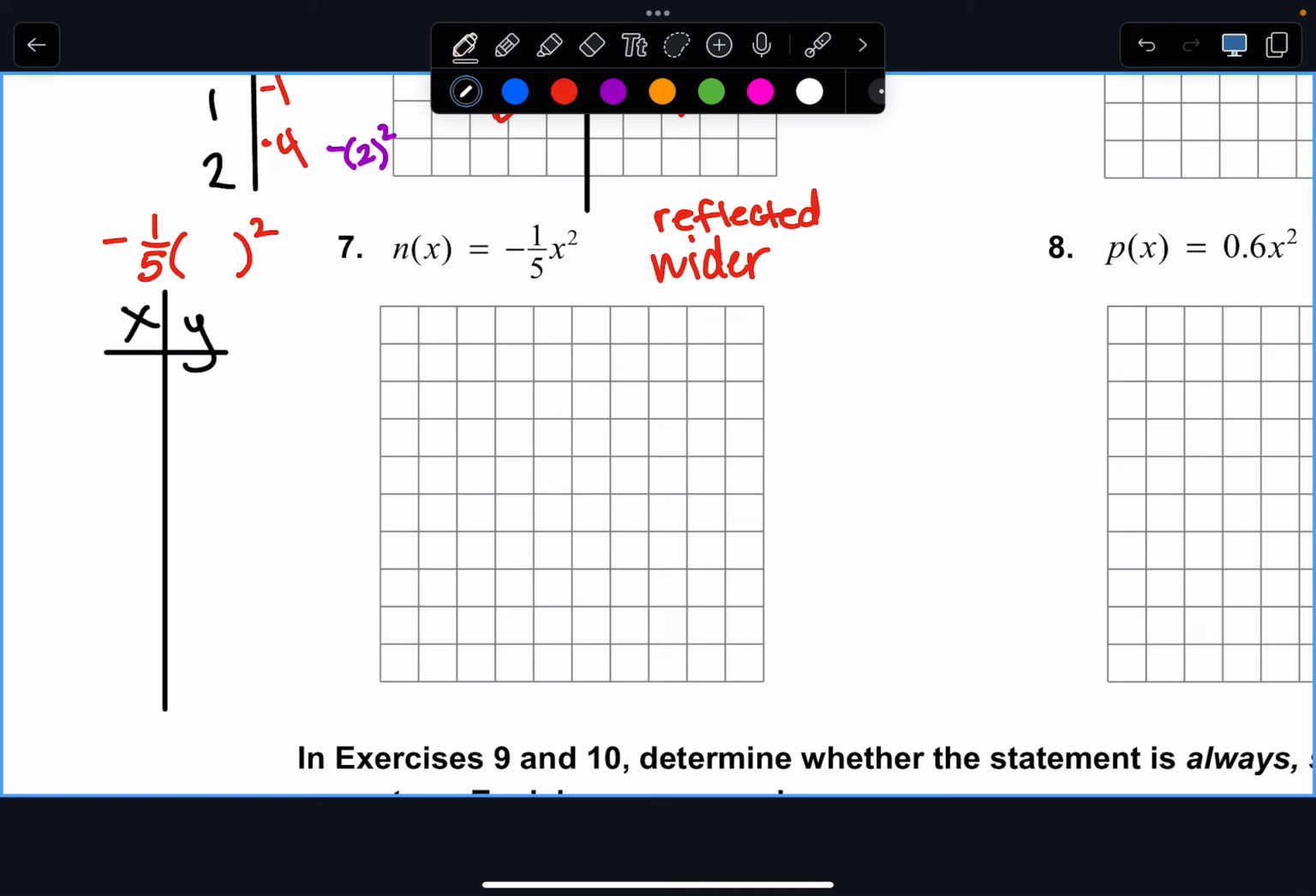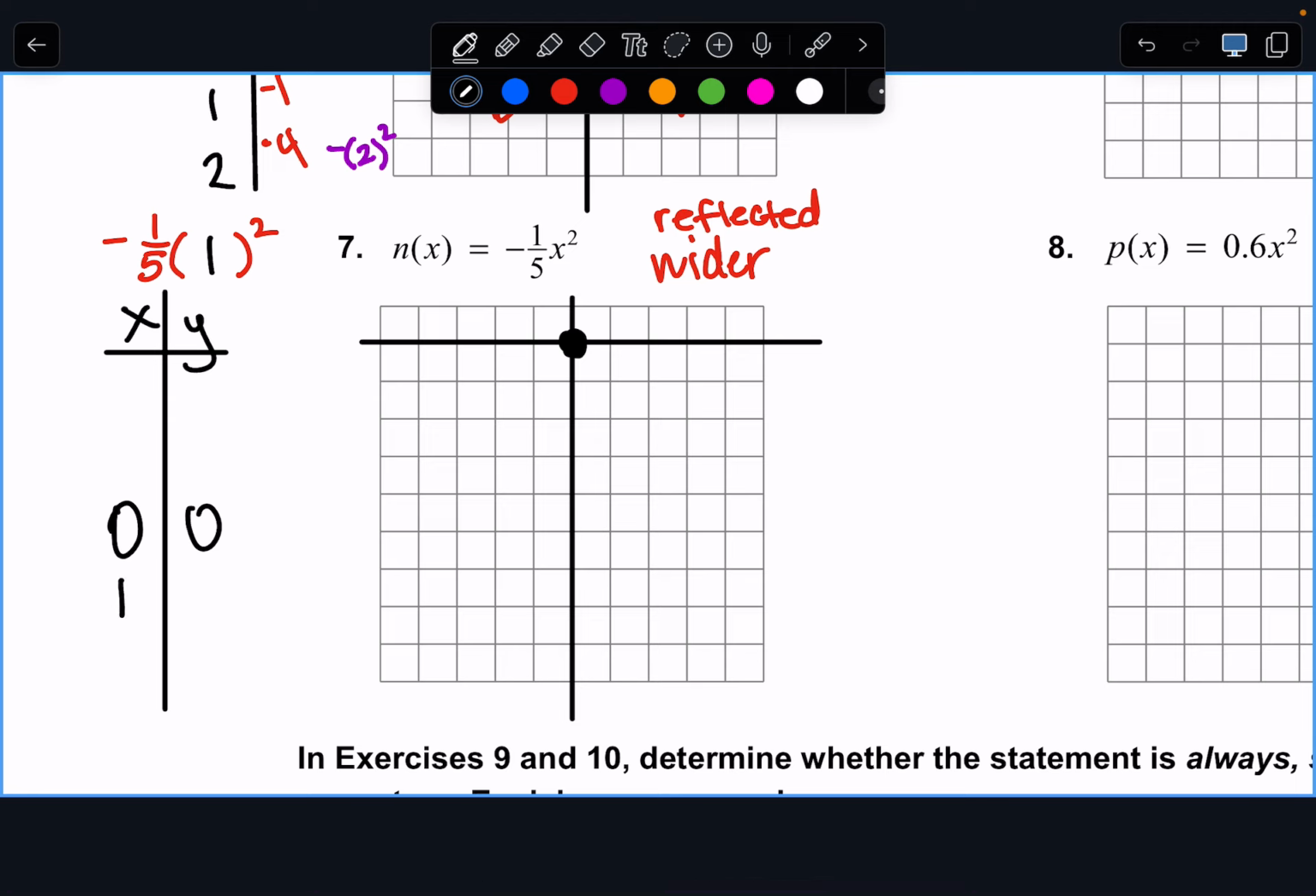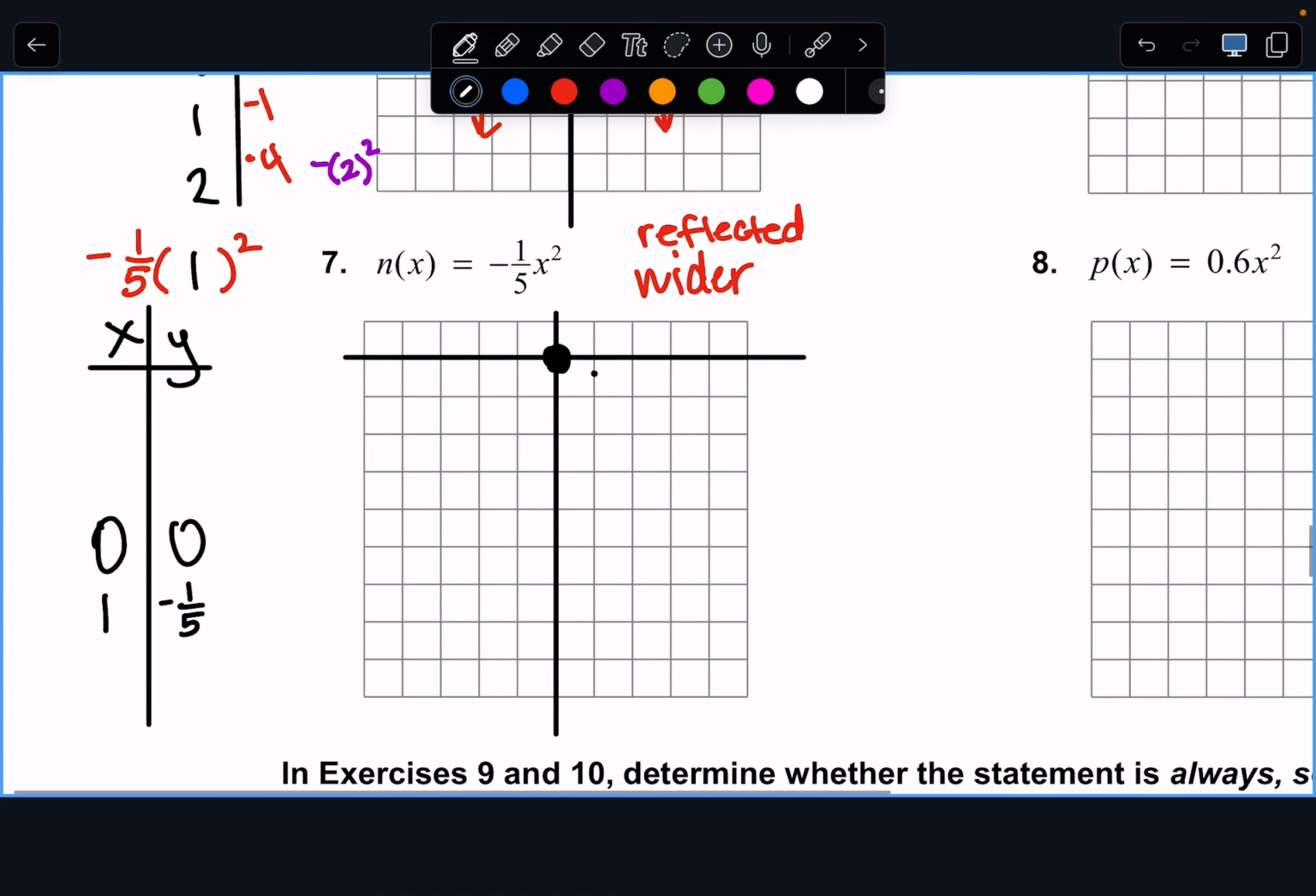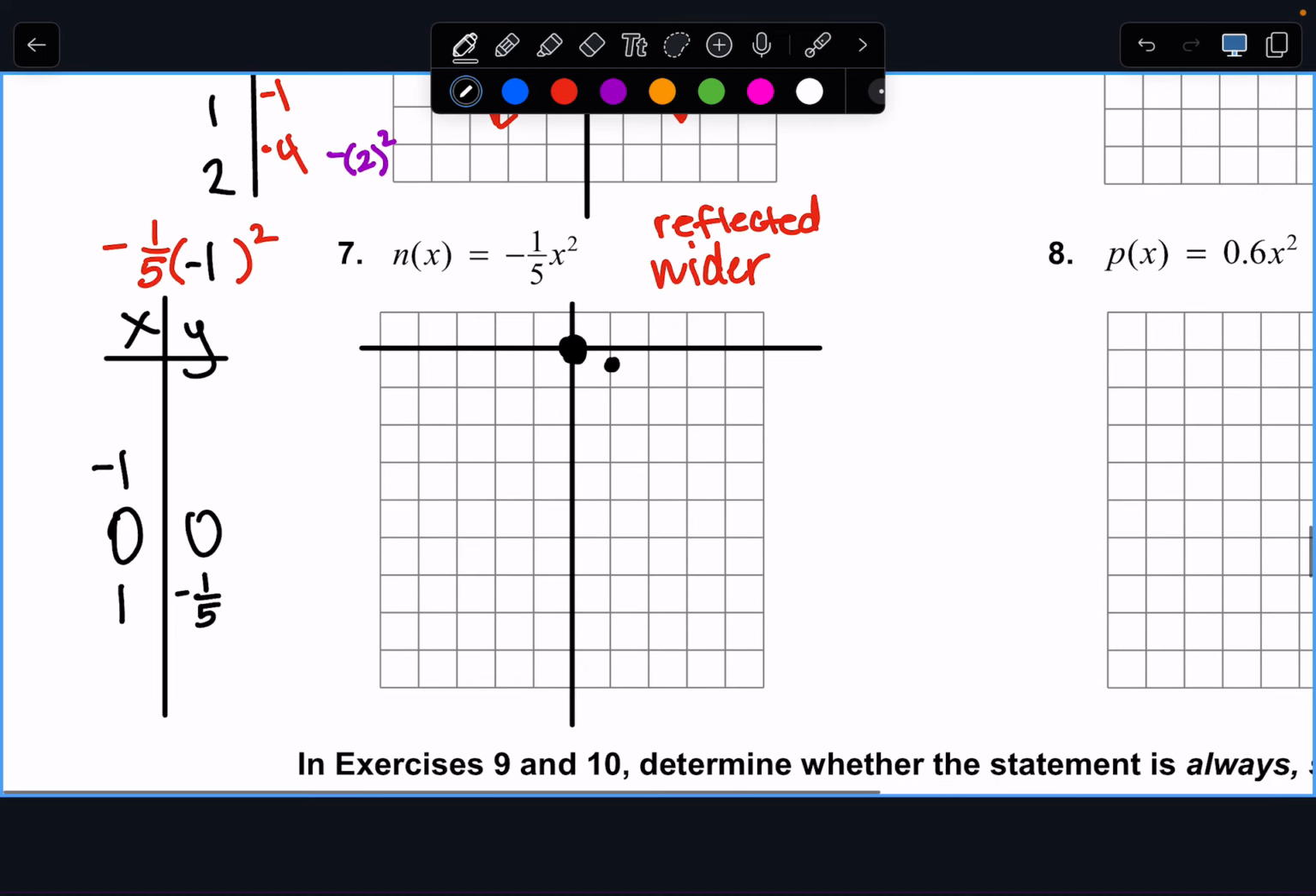So let's plug in 0. What happens when we plug in 0? 0. Okay. So we know that our vertex right now is going to be 0. What happens when we plug in 1? 1 squared multiplied by -1/5 would be -0.2, but I'm just keeping it as a fraction, -1/5. And when we plug in -1, -1 squared times -1/5 is still going to be the same.